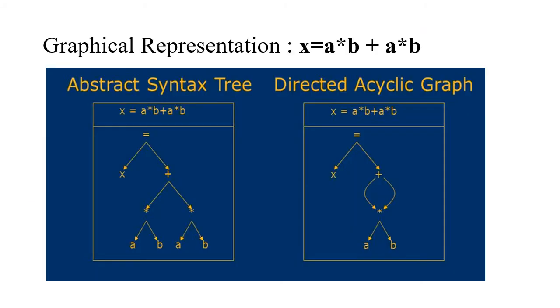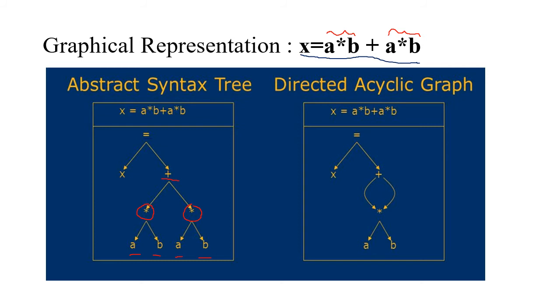In this example, x equal to a star b plus a star b. First, we construct the syntax tree. X equal to, then the other operator is plus. For plus, we have two operands, a star b and a star b. So one operator is star and here star. The operands are a, b, a, b. This is the syntax tree.